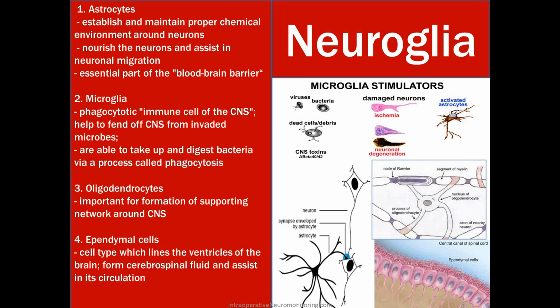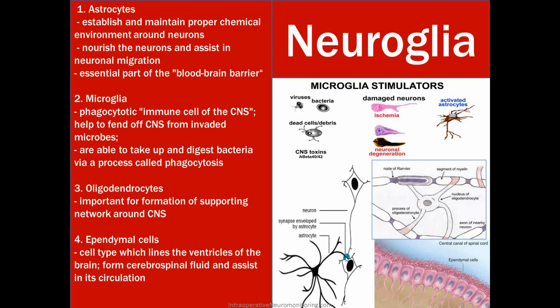Important neuroglia types that we should be familiar with are, first, astrocytomas, or I'm sorry, that's the tumor, astrocytes. They establish and maintain the proper chemical environment around neurons. They nourish the neurons and assist in neuronal migration, and they're an essential part of the blood-brain barrier. So if we look down at the pictures here, this black one here, we have the neuron with the cell body. Here's the dendrites, here's the axon, and then we have these astrocytes surrounding the synaptic area here.